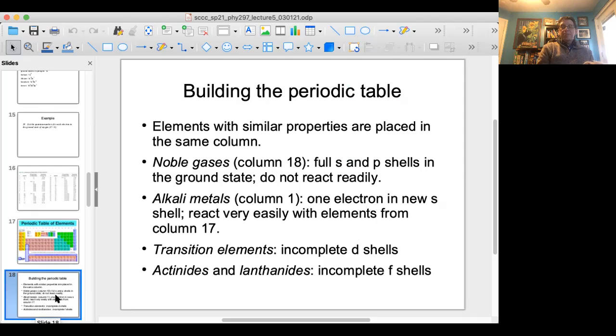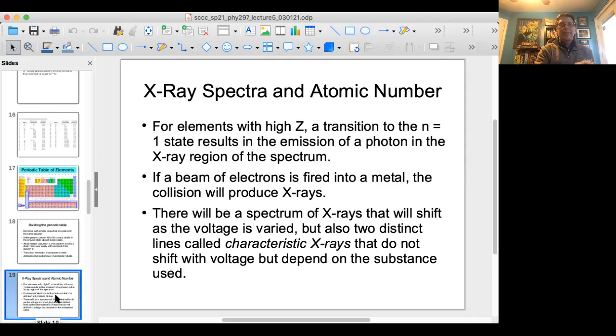So elements with similar properties are placed in the same column. And again, we talked about the noble gases and the alkali metals, the transition elements, the actinides and lanthanides. Now, the number of atoms in a given element was determined from what are called characteristic X-ray spectra. And so for elements with high Z, a transition to the n equals 1 state results in a high energy X-ray photon being emitted.